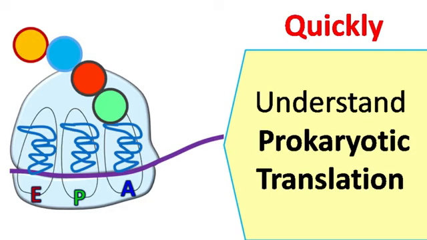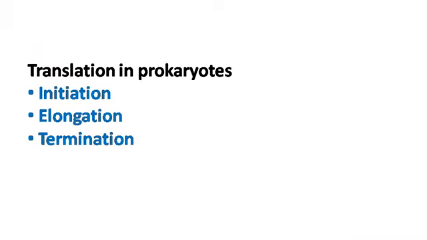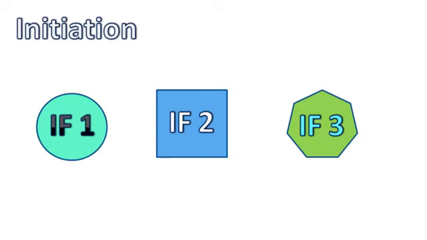So let's talk about translation in prokaryotes. Translation in prokaryotes is divided into 3 steps: initiation, elongation, and termination. The initiation of translation is carried out by 3 initiation factors: IF1, IF2, and IF3.